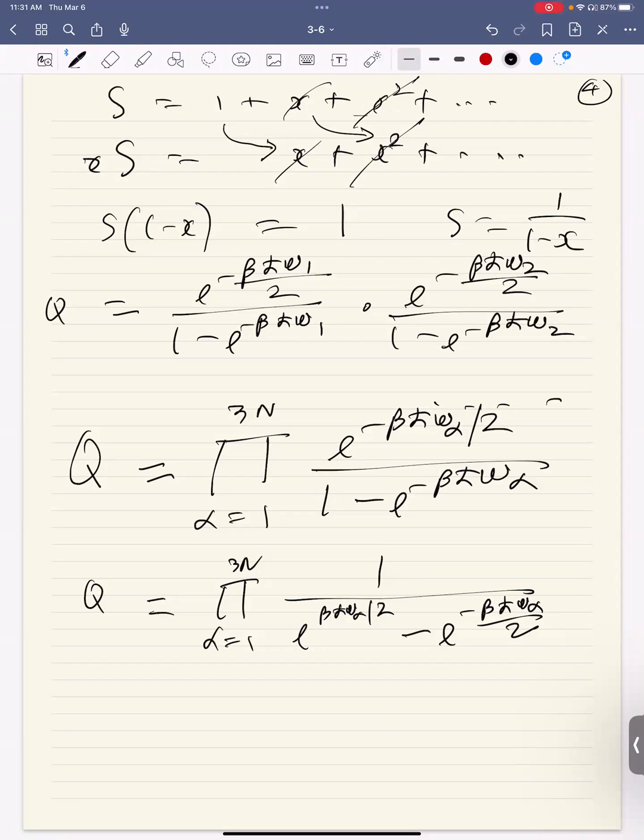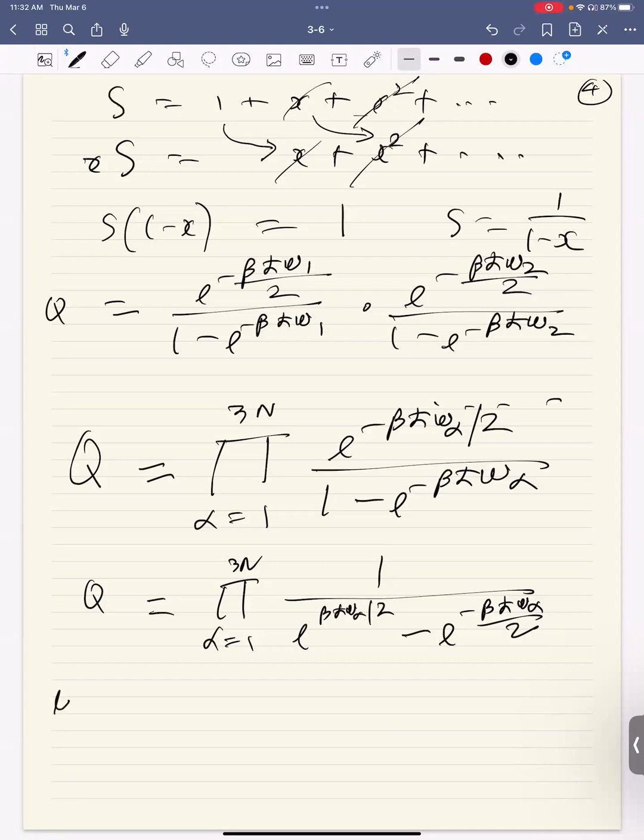So Q on its own is useless, right? What we need is log of Q. That's kind of nice because Q here is a product. That's not surprising. Why is Q a product? Because each oscillator we assume to be independent, right? And that's the partition function. If things are independent, the partition function is a product, right? So that's what we have.